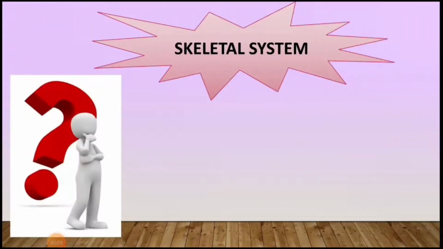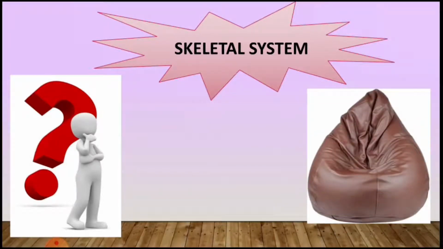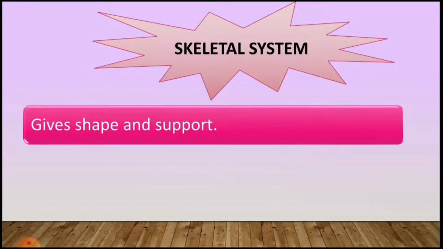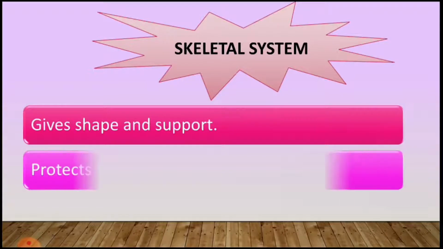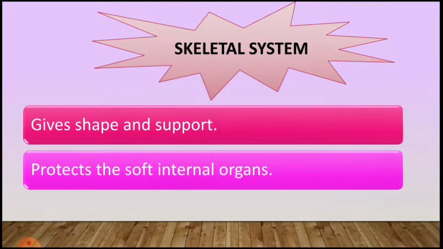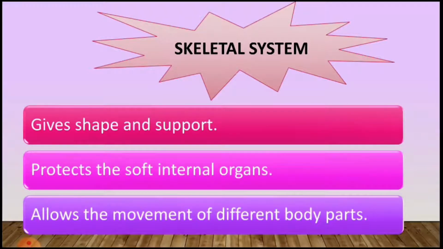Children, can you imagine our body without skeletal system? How it will look like? It will be like a bean bag without any shape. Thus, skeletal system has the following functions. It gives shape and support to our body. It protects various soft internal organs like brain, heart, lungs, stomach, etc. The skeletal system along with the muscular system allows the movement of different body parts.